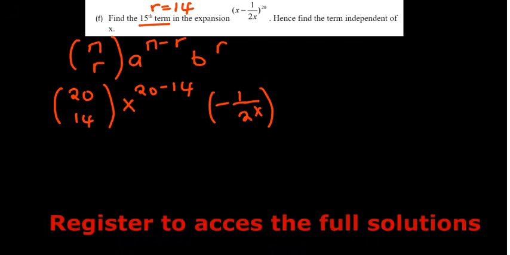And then our a is x, our n is 20, so it will be 20 minus 14. And then our b is negative 1 over 2x to the power 14.